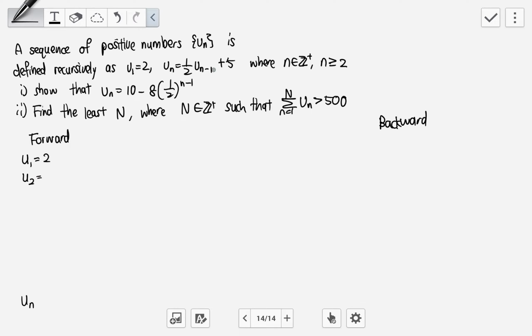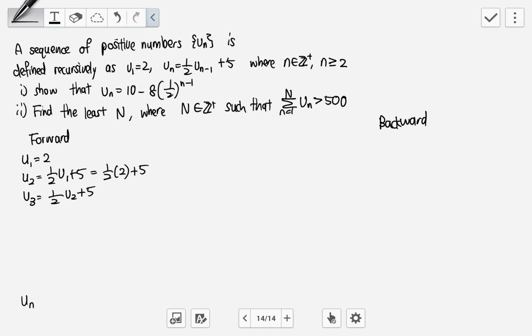u2 is just half u1 plus 5, because when n is 2, n minus 1 is 1. So we know this relationship, right? And we go to u3, which is just half u2 plus 5, isn't it? Now we know that u1 is 2, so I need half times 2 plus 5.